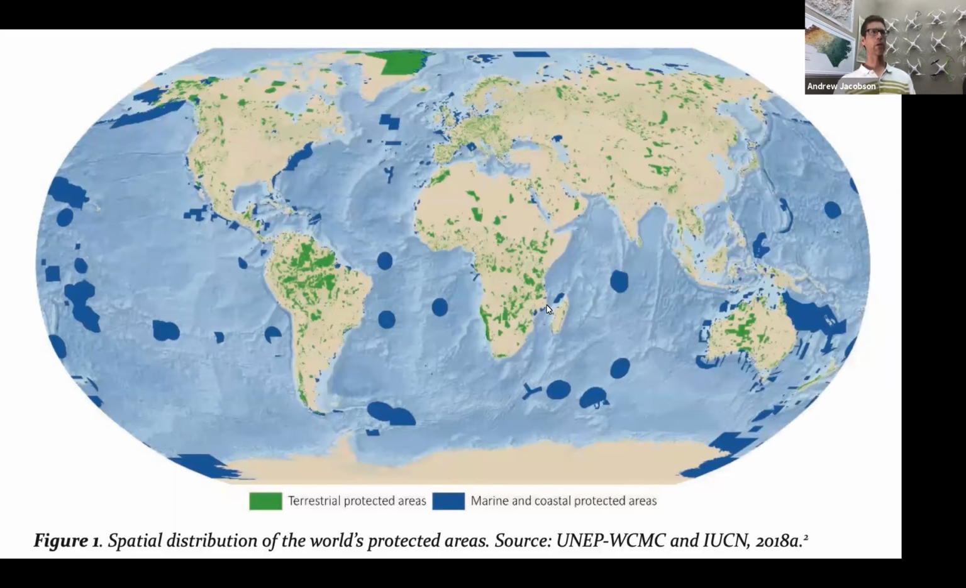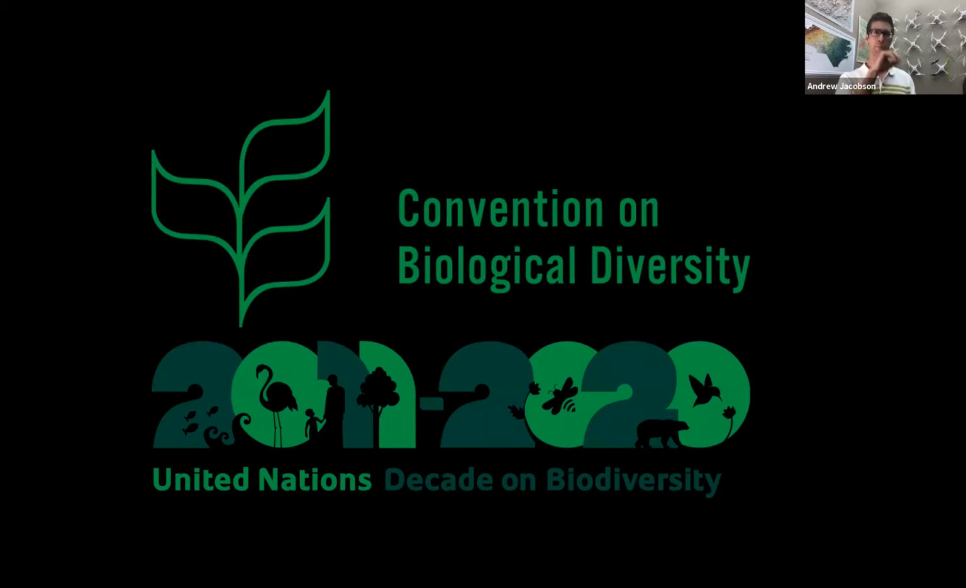So here's a map, the spatial distribution of the world's protected areas, both on land and in the ocean. We're currently at about 15% protection of land, and 7 or 8% of the marine environment is protected. Protected areas have increased and expanded across the globe.